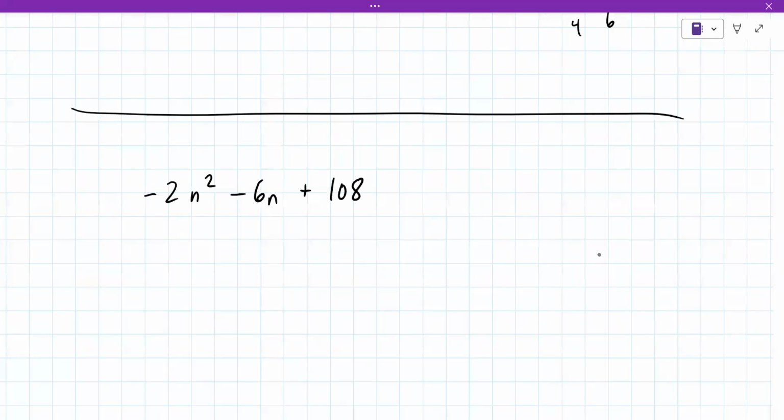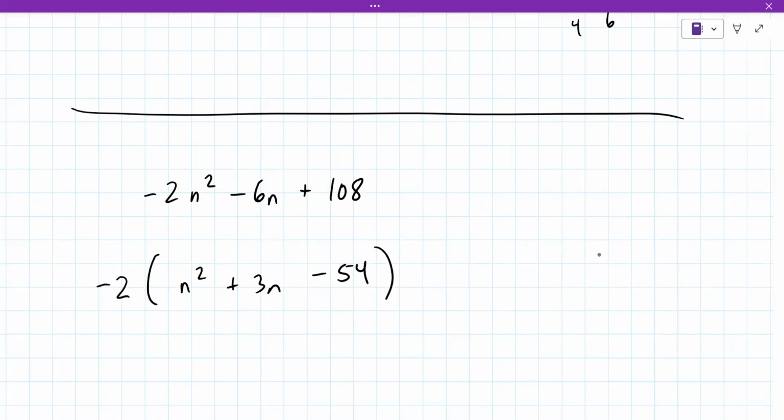All right, Max, I'm back. Can you tell me what you factored out as your GCF? I got -2. Okay, and what goes inside parentheses? N squared plus 3n minus 54. Good. Okay.